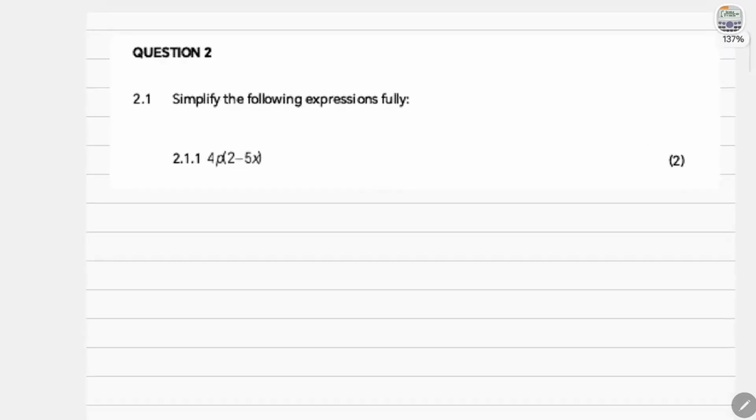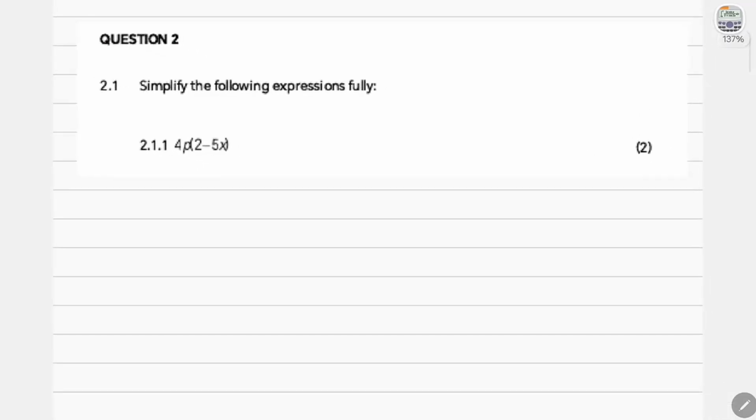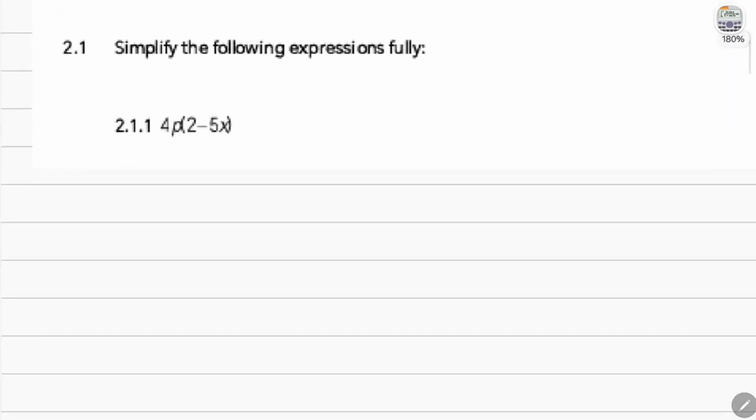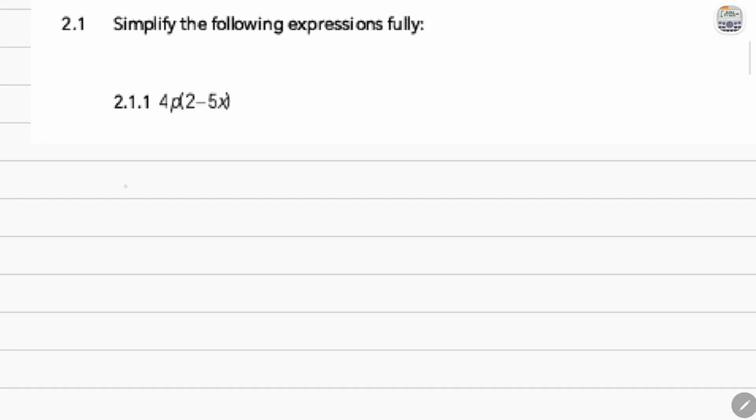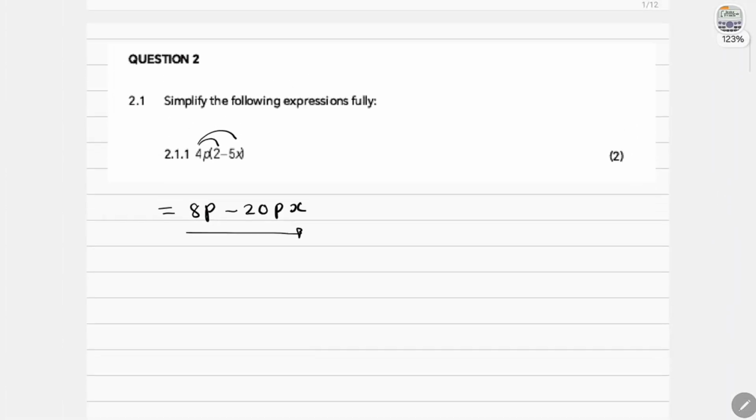Question 2.1 says, simplify the following expressions fully. Okay, so here you can see that we have one term multiplying by two terms. So we can distribute by foiling in. And so 4p multiplied by 2 is 8p. And then 4p multiplied by negative 5x is negative 20px. And that is our answer. Moving on to the next question.